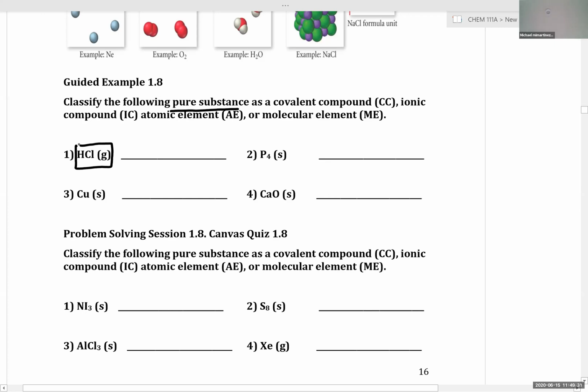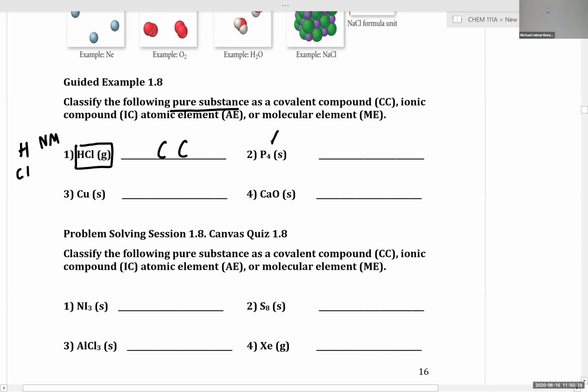do we have 2 or more different elements? Yes, so it's clearly a compound of some sort. Now, if we look at hydrogen and chlorine, are these metals or non-metals? Nonmetals. So if we have two or more nonmetals, are we dealing with an ionic or a covalent compound? Two or more nonmetals, that's covalent. So this would be a covalent compound.